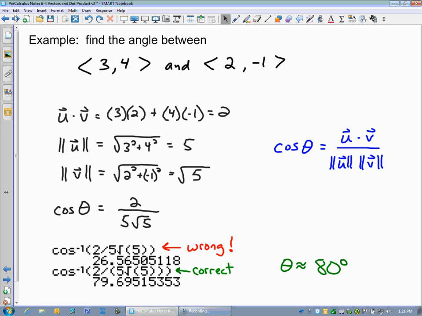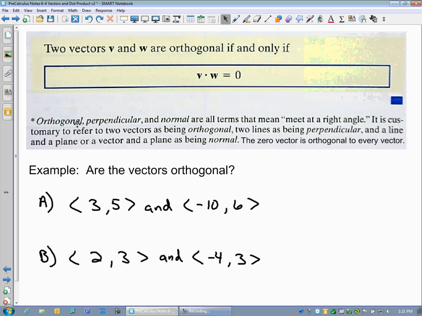Alright, and one other way that vectors are very useful is they are a very quick way to find out whether or not two vectors are orthogonal. Two vectors are orthogonal if and only if their dot product is 0. The if and only if means if their dot product is 0, they're orthogonal, and if they're orthogonal, then their dot product is 0.